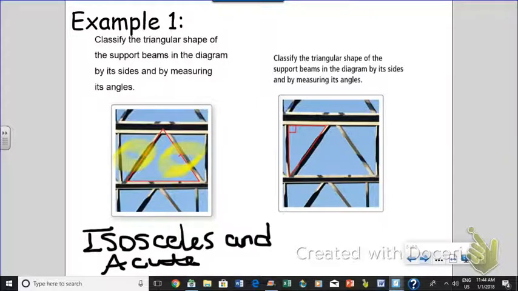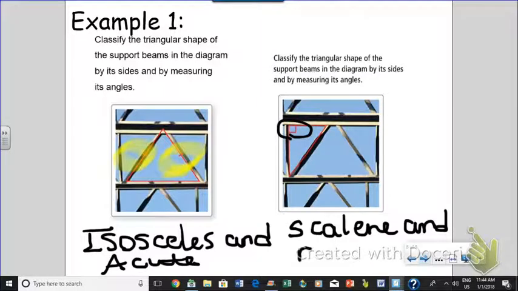On the second one, we can see that there are no sides marked congruent. We have to go by the marking on the drawing, so that would be scalene. Since it has a right angle marked on the picture, it would be a right triangle. So we always classify in two ways for every triangle, according to the sides and according to the angles.